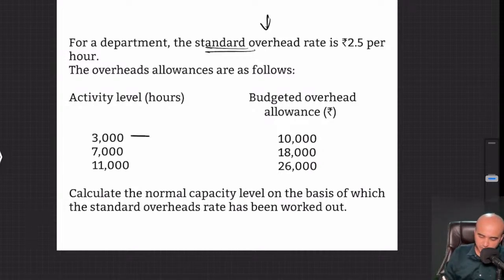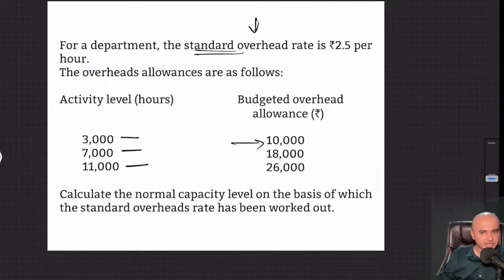So activity level we have 3,000, 7,000 and 11,000. Fine. So if you produce at 3,000, the budgeted overhead allowance will be 10,000. That means you will spend so much. If you produce at the level of 7,000 hours, you will spend how much? 18,000. And if you produce at 11,000, you will spend 26,000.